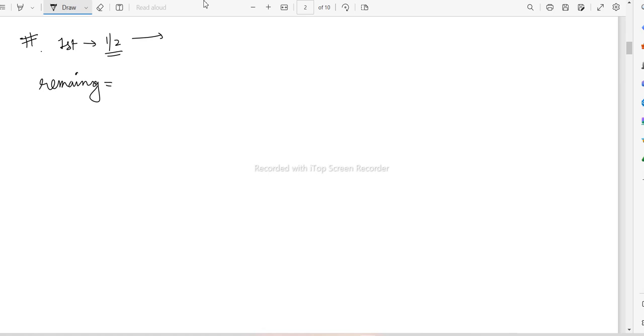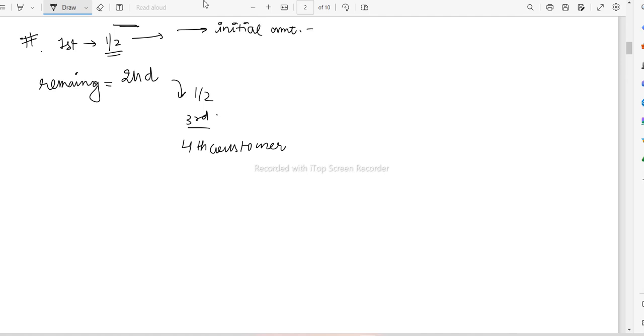From the remaining half, half would be sent to the second customer. Then from the remaining, another half would be sent to the third customer. So this process continues, and he goes up to the fourth customer. Now you have to find the initial amount of apples in stock. So this is your question.